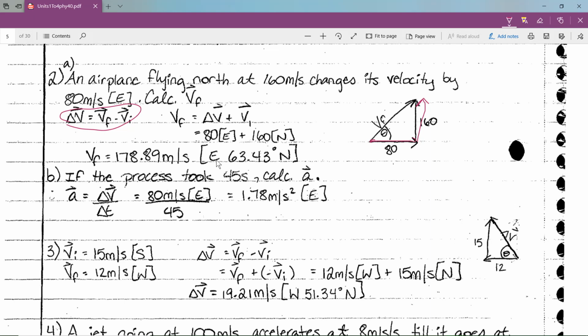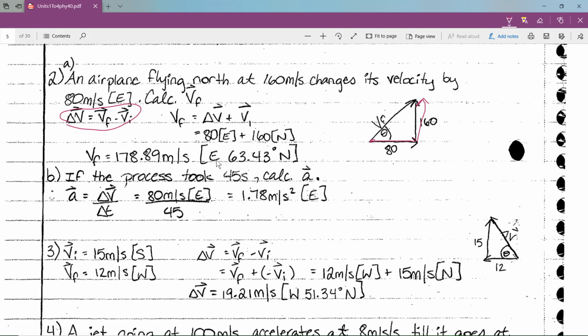So to get that angle theta, we take the inverse tangent of 2, because 2 is 160 over 80. Inverse tangent of 2 on my calculator. There we go, 63.43 degrees. Okay, so that is my final velocity. You can think of the 80 meters per second east as the wind knocking the plane off course.